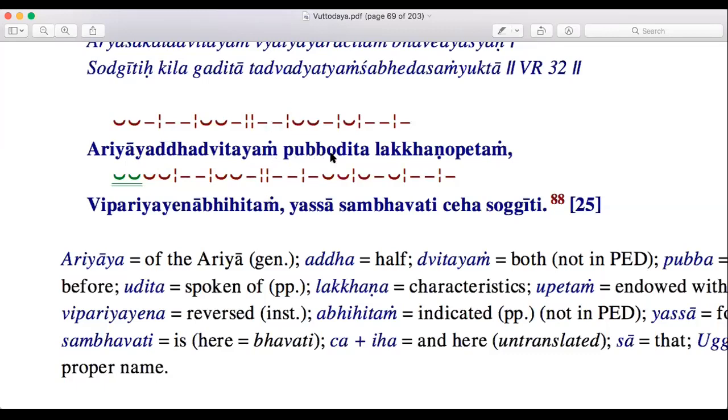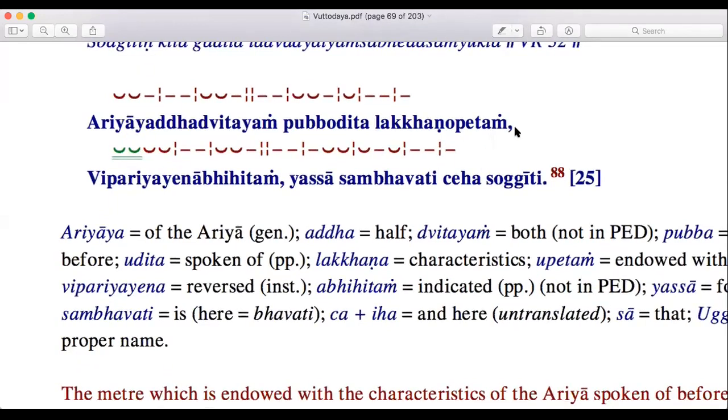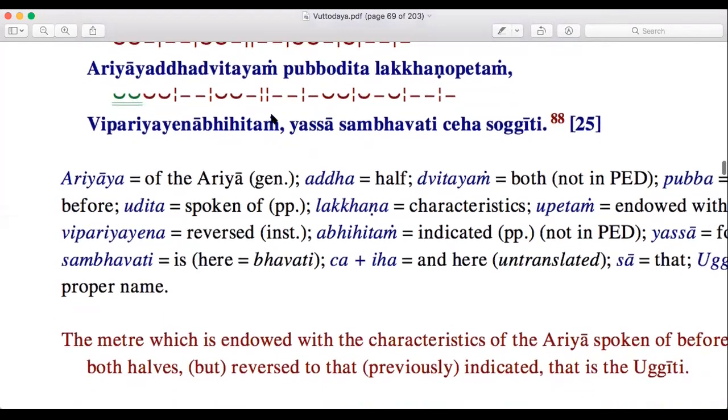Then Pubbo is the fourth group. Dittalak is the fifth group. Ka is the chattalahu. No Pe is the seventh group. Thang is the ending. Garu. So you can observe the second half of the Arya verse here. And then let's go to the second half.